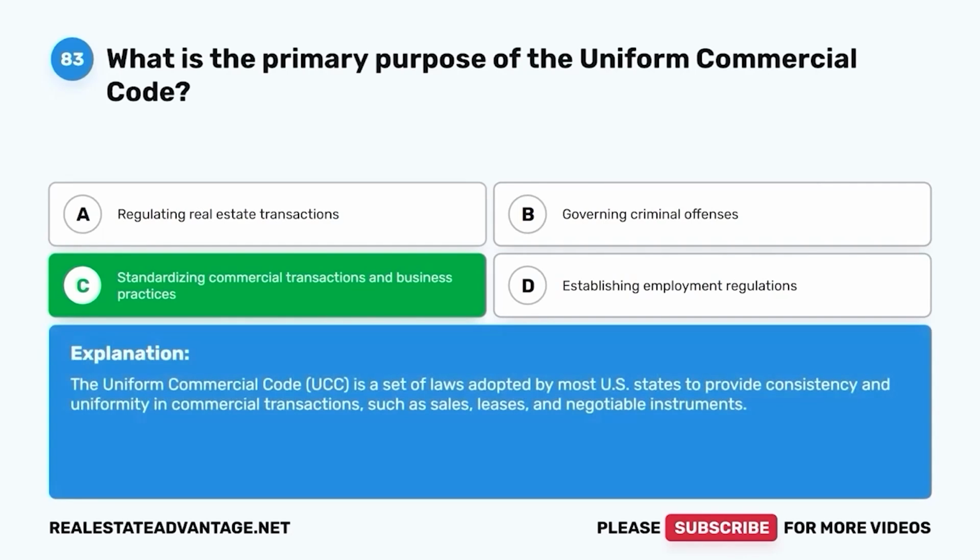The Uniform Commercial Code, UCC, is a set of laws adopted by most U.S. states to provide consistency and uniformity in commercial transactions, such as sales, leases, and negotiable instruments.